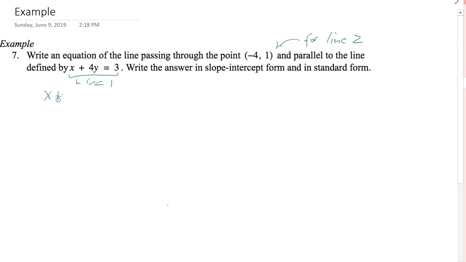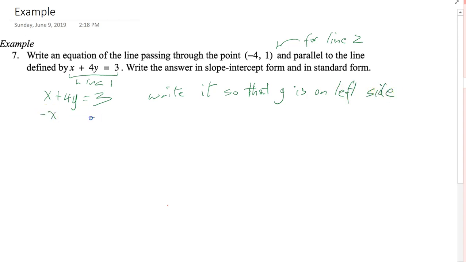So we take x plus 4y equals 3 and write it so that the y is on the left side. Subtract x from both sides. What we have left is 4y equals negative x plus 3. If we divide both sides by 4, our equation in slope-intercept form will be y equals negative 1/4 x plus 3/4. So this is line 1 in slope-intercept form.